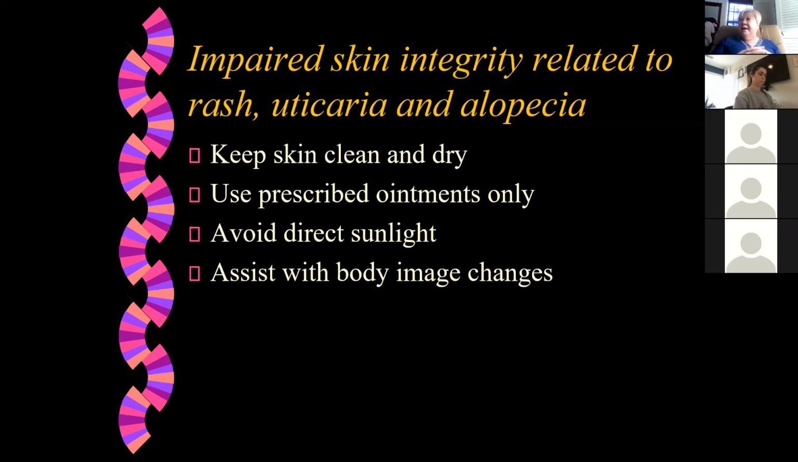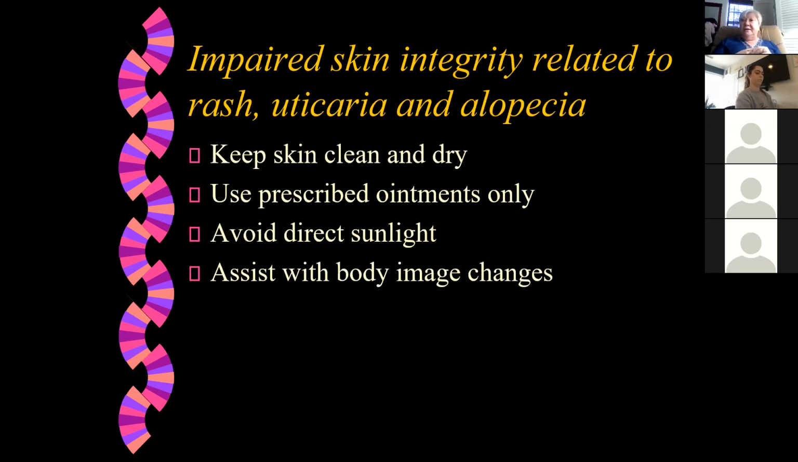The rash, impaired skin integrity. They're going to have urticaria, so they've got the itching, and the alopecia. They want to keep the skin clean and dry. When they are in remission, they can use whatever they want on their skin. When they're in exacerbation, they will probably be on a prescribed ointment. When it's really itching, when the skin might have breakdown on it, they should not be using over-the-counter products during exacerbation. When they are in remission, over-the-counter is fine.